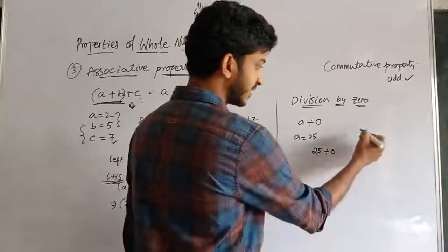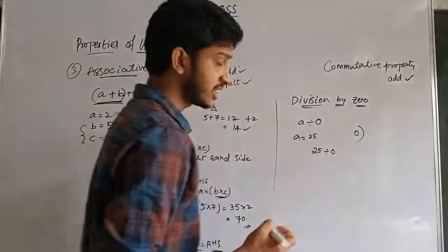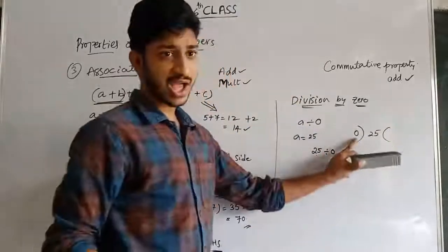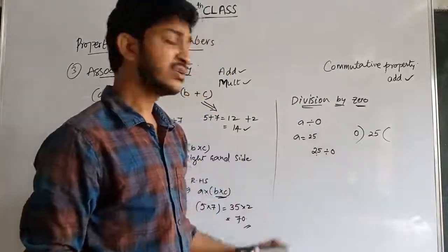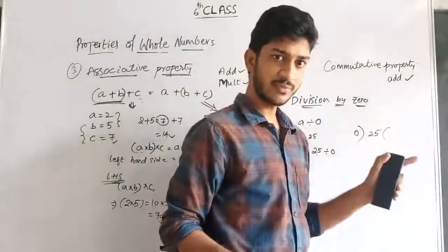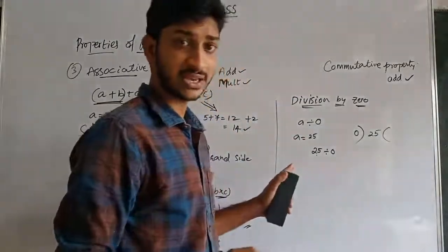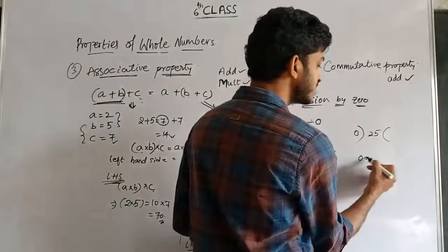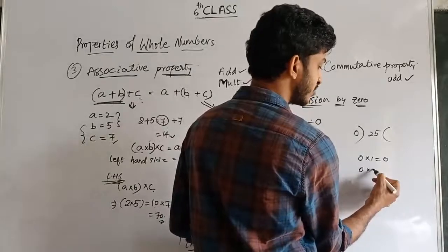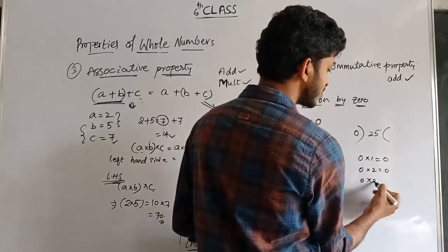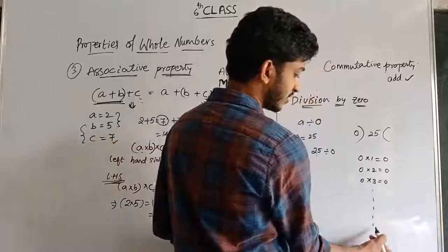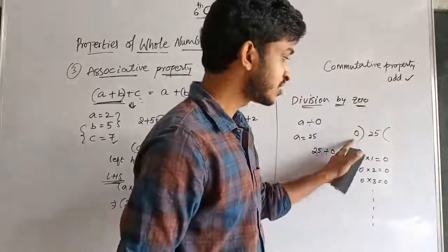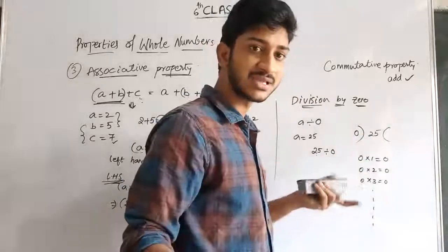Okay, take division. So 0 is on the left side here, and 25 is in the middle. 0 means we have to take the 0 table. In the 0 table can we get 25? If you multiply any number with 0, can we get 25? No. In the 0 table, 0 into 1 equal to 0, 0 into 2 equal to 0. We get 0 if you multiply any number with 0. So in the 0 table we have no 25, means no numbers.